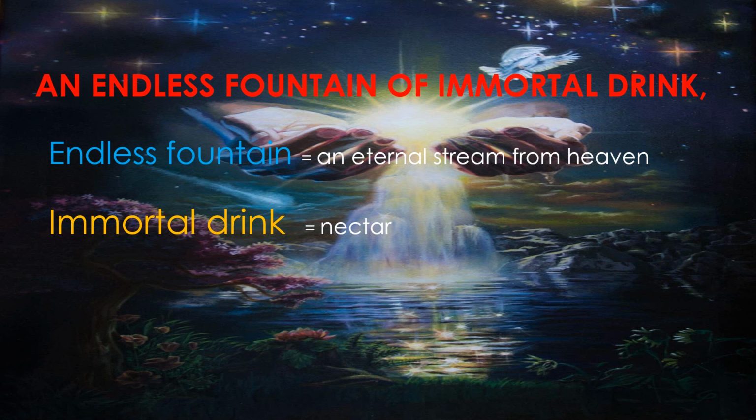An endless fountain of immortal drink. So a thing of beauty is an endless fountain. Endless fountain here means an eternal stream from heaven, an unending stream from the abode of God, that is heaven. And it brings down immortal drink. Immortal drink means the nectar, the amrut, that comes from heaven. So a thing of beauty is an endless source of solace. So a thing of beauty is an endless source of existence for humans.